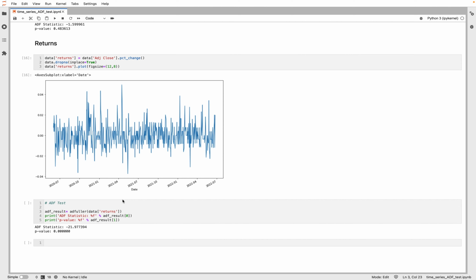From these two examples, we can also see that differencing is a good technique to generate a stationary time series from a non-stationary time series. This concludes the video of the ADF test. The code can be downloaded below.